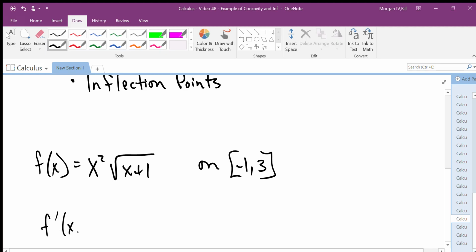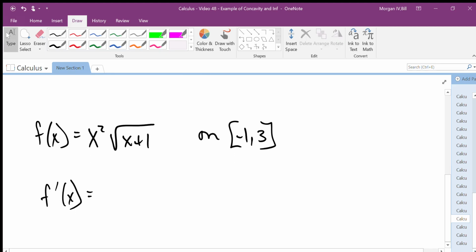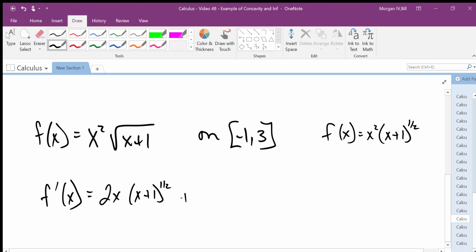But I'll go ahead and find the derivative again. The first derivative, actually, let me rewrite this. The original function as x squared times x plus 1 to the 1/2. The first derivative, if you remember, was 2x times x plus 1 to the 1/2 plus x squared times, bring the 1/2 down, x plus 1 to the -1/2 times 1.